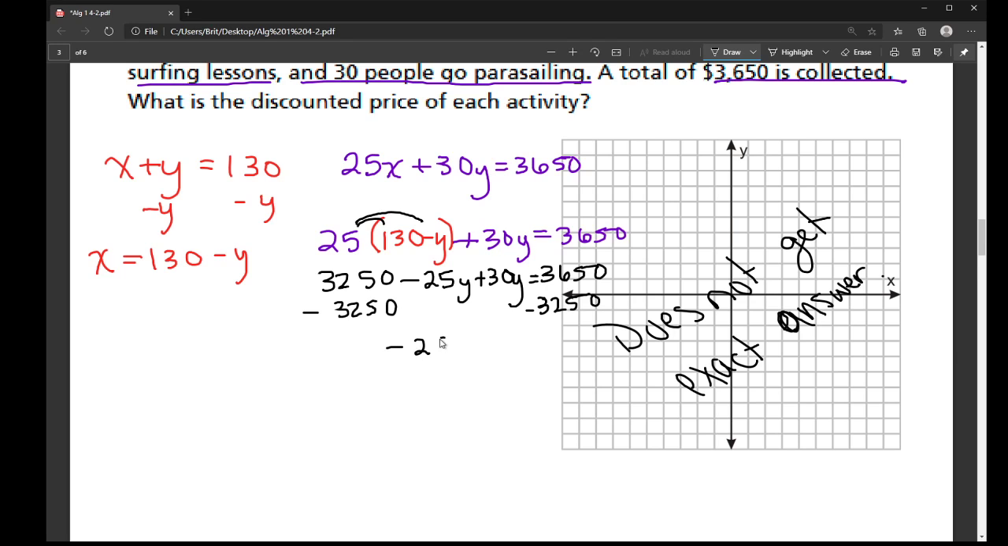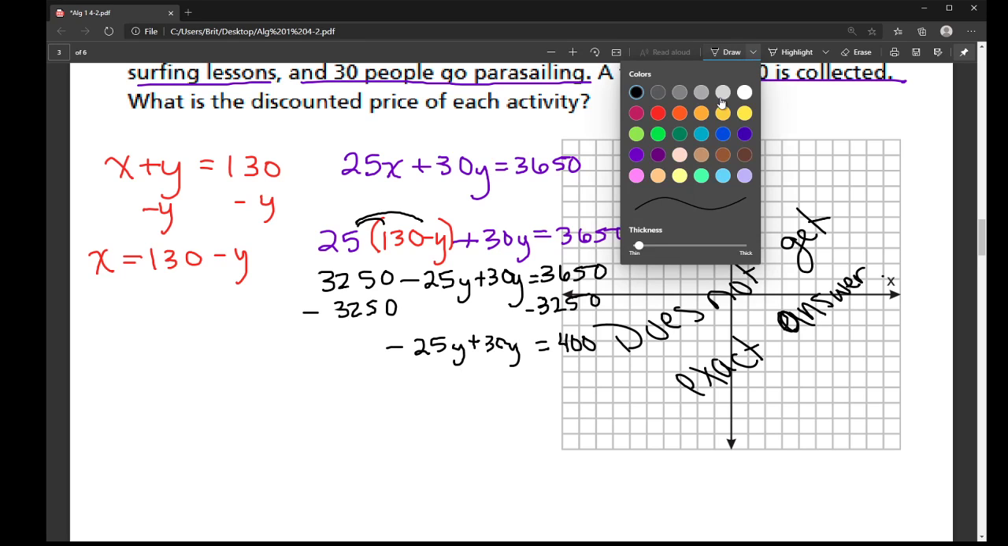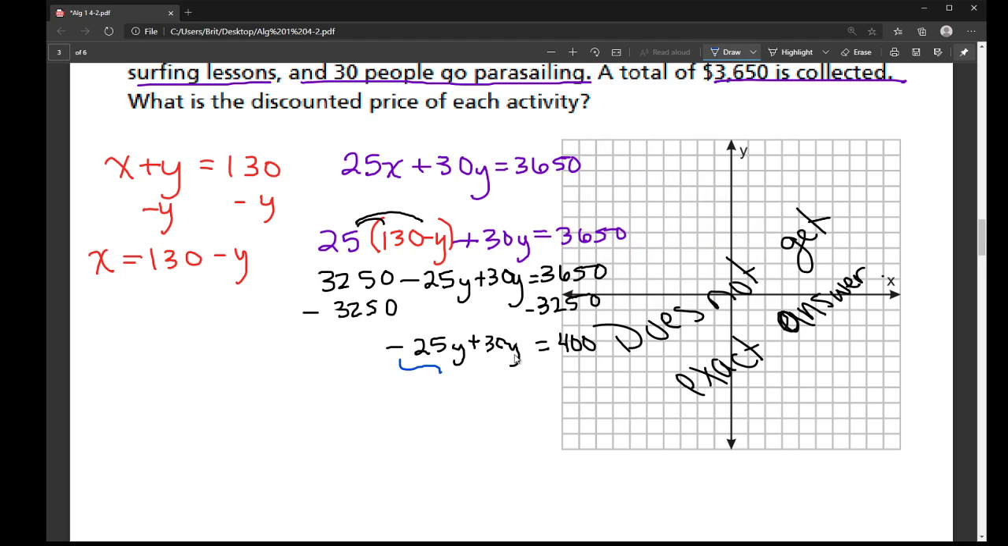So here I get negative 25y plus 30y is equal to 400. Now I could have combined those like terms right away if I had thought about it, but I didn't think about it right away, so I'm going to combine them right now and get 5y. So it's okay if sometimes you have to combine them later. Don't panic if you do that a little out of order. Then my last step is to divide out that 5 that's in front of the y, and that gets me 80.